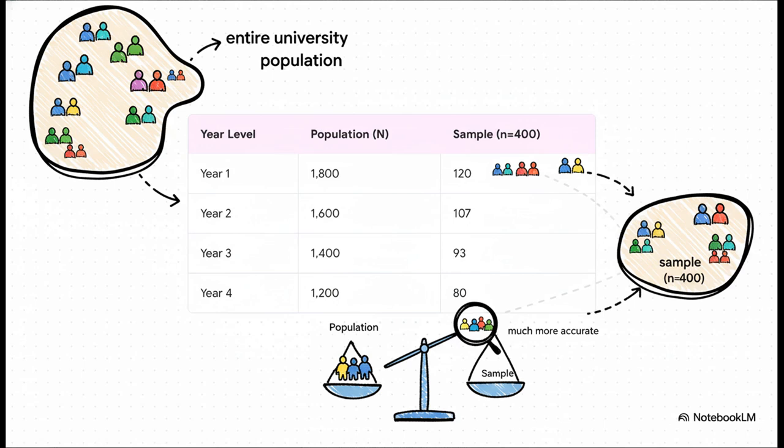So check out how this actually works in the real world. A researcher was studying listening anxiety, right? They didn't just grab 400 students randomly. No, they were careful. They made sure their sample had the exact same percentage of first-year students, second years, third years, you get the idea, as the entire university. Doing it this way just makes their final conclusions so much more accurate and powerful.